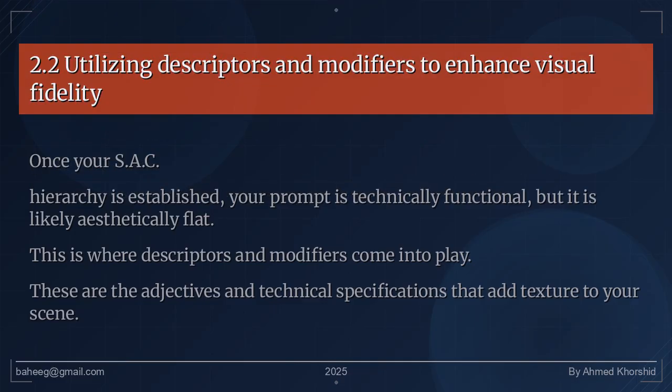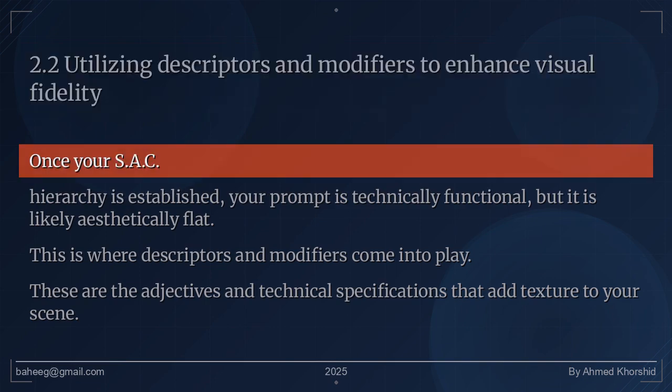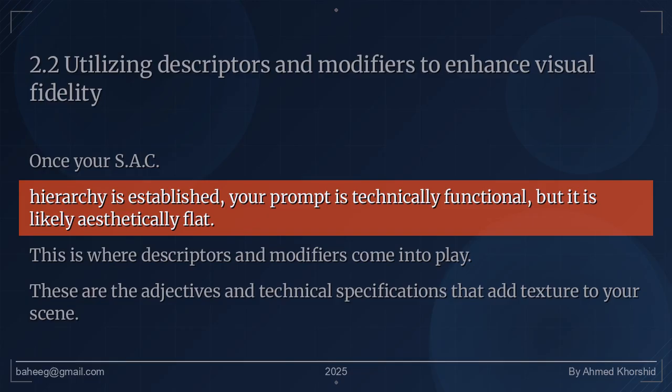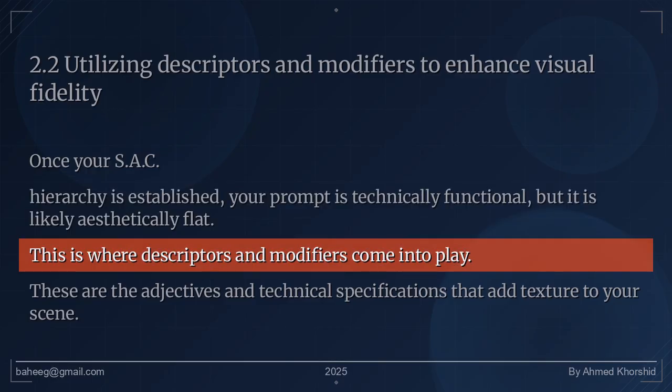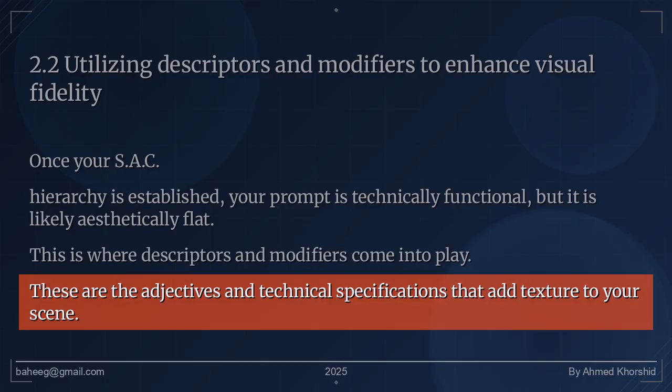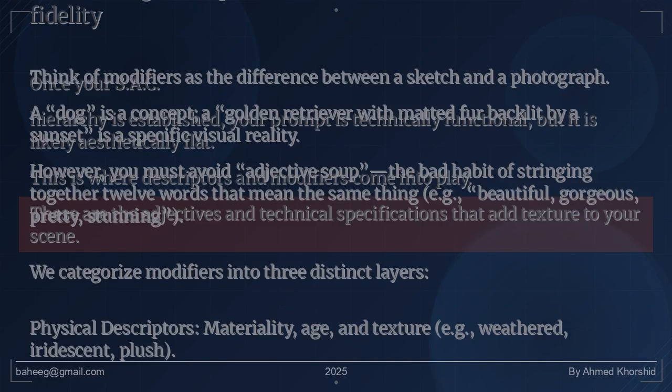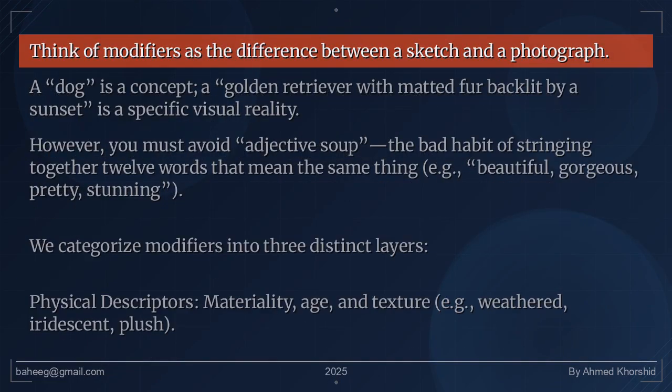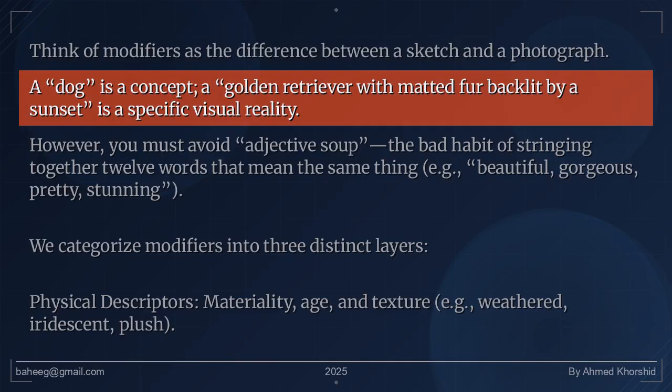2.2 Utilizing descriptors and modifiers to enhance visual fidelity. Once your S.A.C. hierarchy is established, your prompt is technically functional, but it is likely aesthetically flat. This is where descriptors and modifiers come into play. These are the adjectives and technical specifications that add texture to your scene. Think of modifiers as the difference between a sketch and a photograph. A dog is a concept. A golden retriever with matted fur, backlit by a sunset, is a specific visual reality.